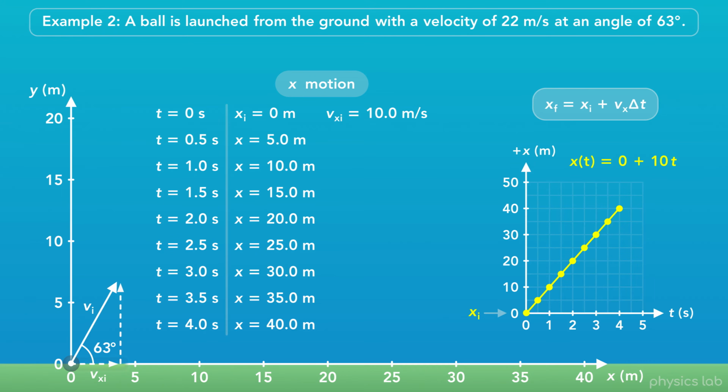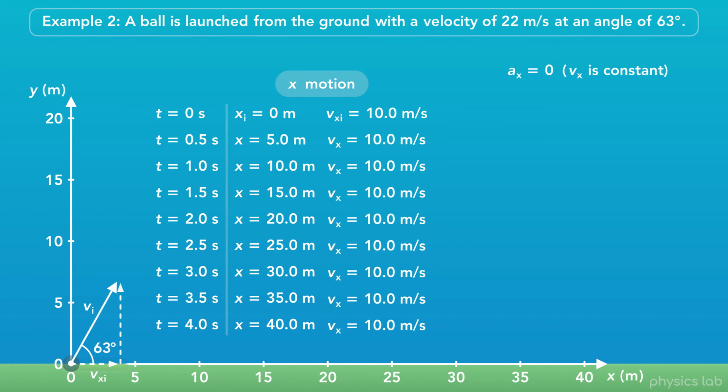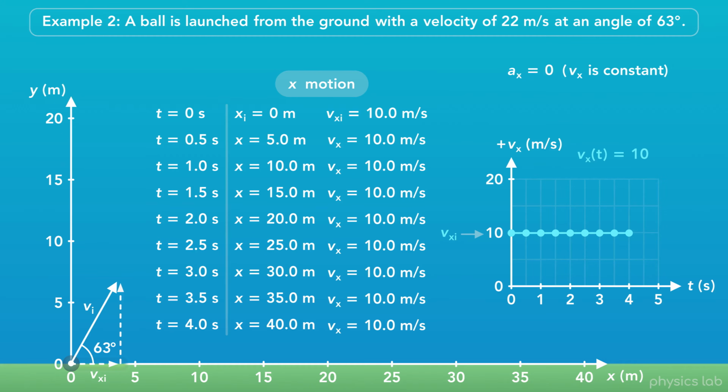Here's the graph of the x position versus time. It starts at 0 meters and increases with a constant slope, which is the velocity. Since the x velocity is constant, it's always the same as the initial x velocity, 10 meters per second. If we graph that, it's just a flat line.